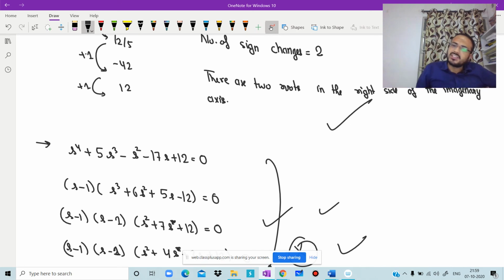Some publications solve like this one also, but this is not the appropriate method, because we are not going to study mathematics. We are going to study process dynamics and control. So that's why please take care of all these things.